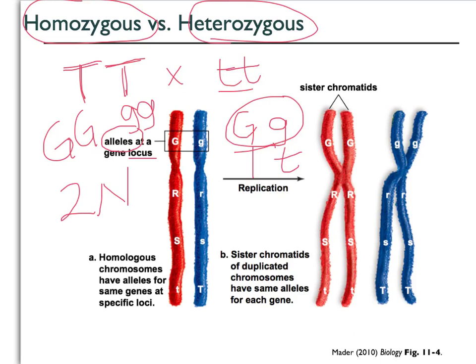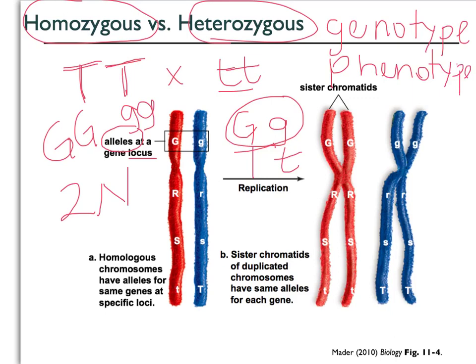Heterozygous and homozygous then refers to what the genotype of an individual is. So what are the alleles that an individual has? What are the genes? The phenotype then refers to how the individual appears. So homozygous can either be homozygous tall or short, depending on if it's big T or little t, and the phenotype for a heterozygous individual will always appear as the dominant phenotype, tall.